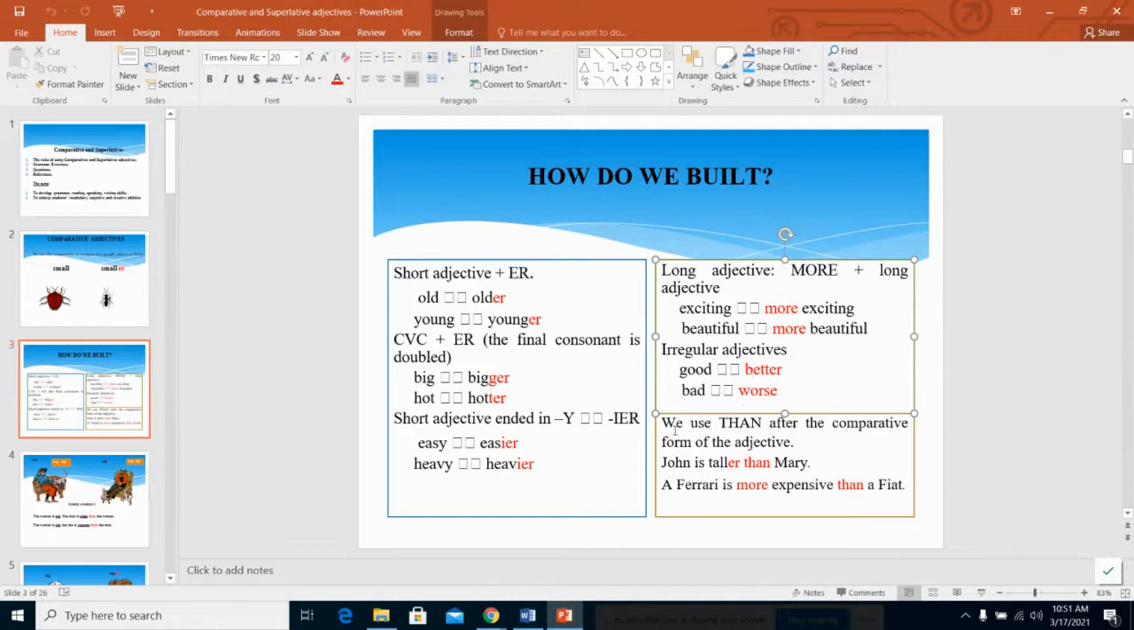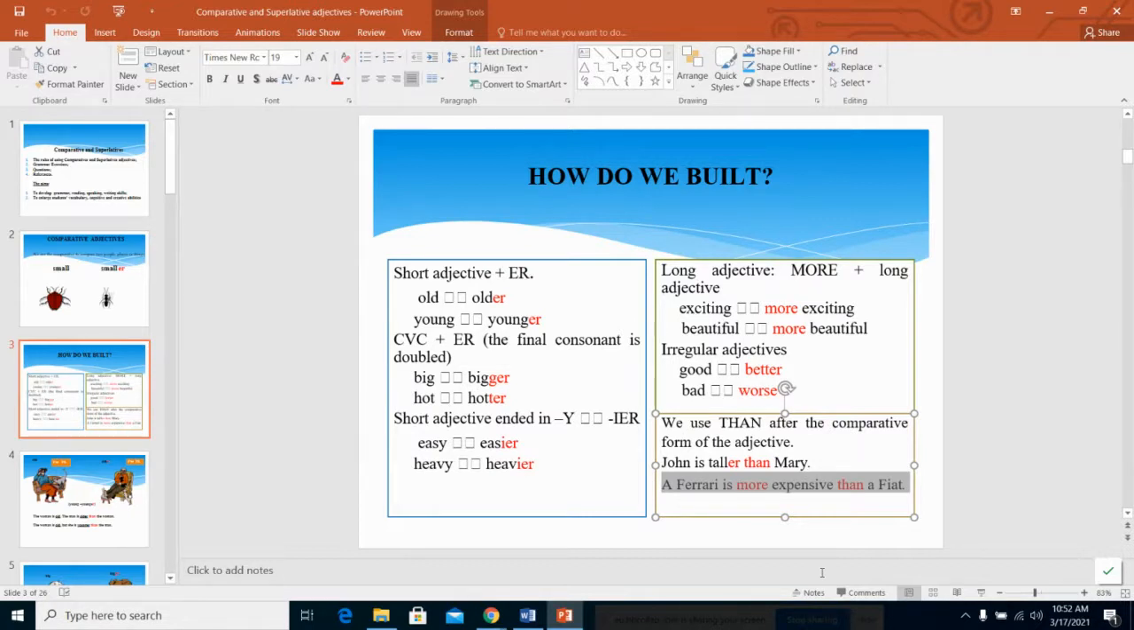Okay, so how do we use the comparative form of the adjective? Like this: John is taller than Mary. Here we use the word than. Than is very important to show a comparison, plus the comparative form of the adjective. A Ferrari is more expensive than a Fiat. A Ferrari is more expensive than a Fiat. So I hope you understand.